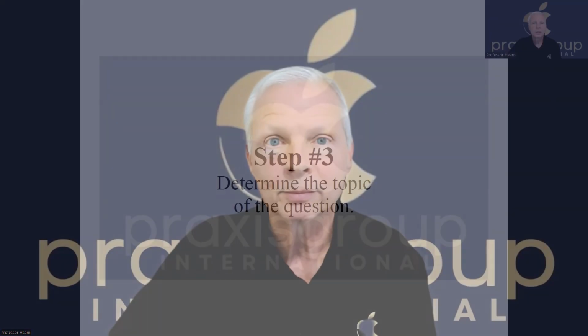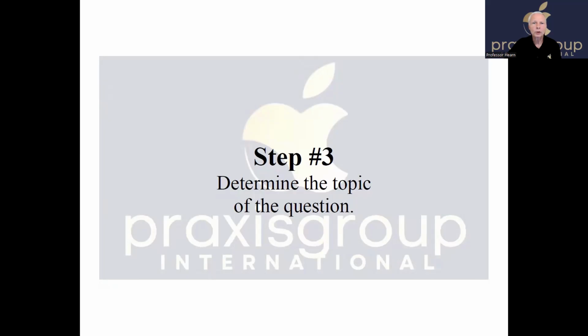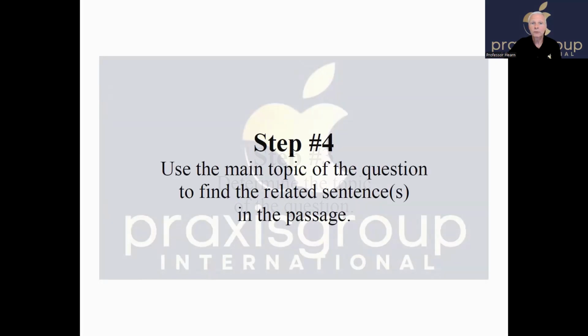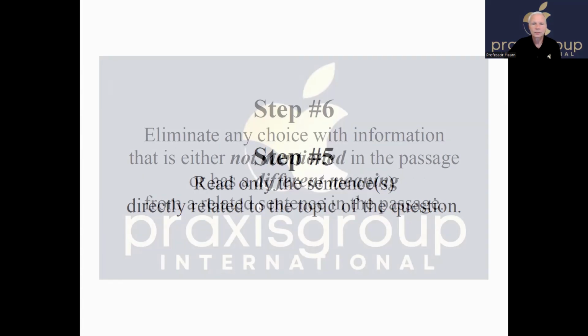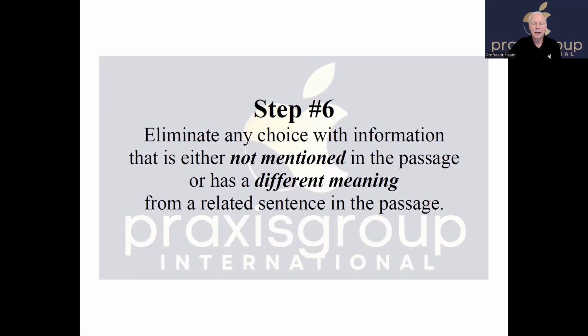All right, let's continue. Step 3, determine the topic of the question. Step 4, use the main topic of the question to find the related sentence or sentences in the passage. Step 5, read only the sentence or sentences directly related to the topic of the question. Step 6, eliminate any choice with information that is either not mentioned in the passage or has a different meaning from a related sentence in the passage.